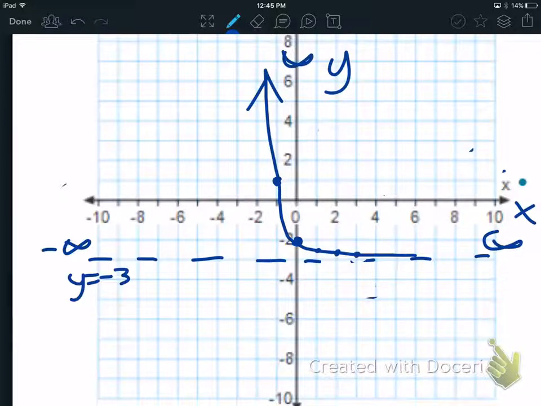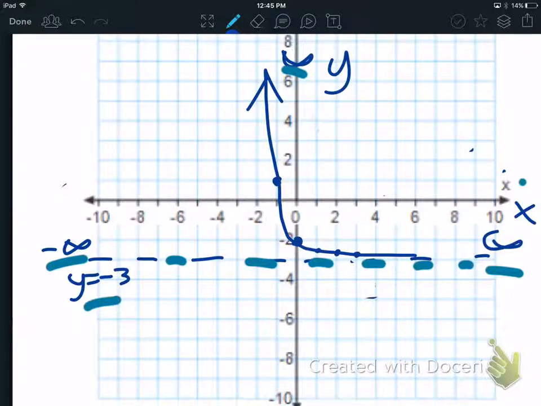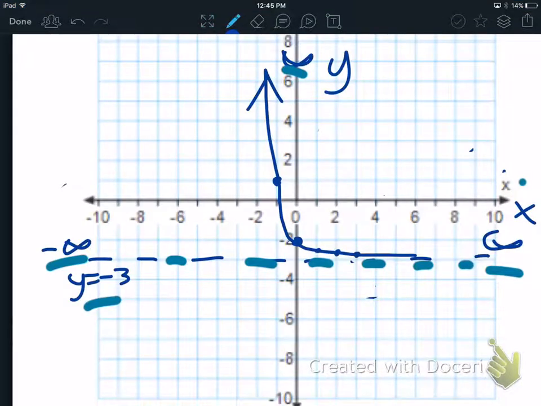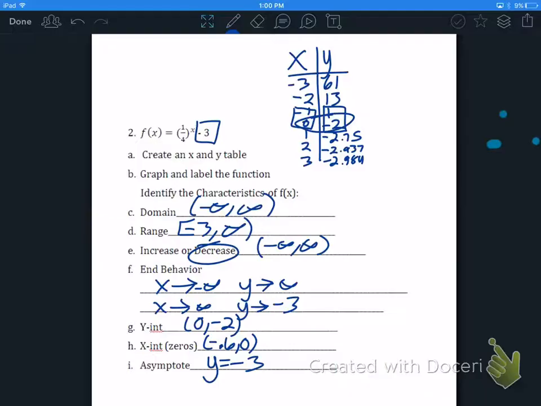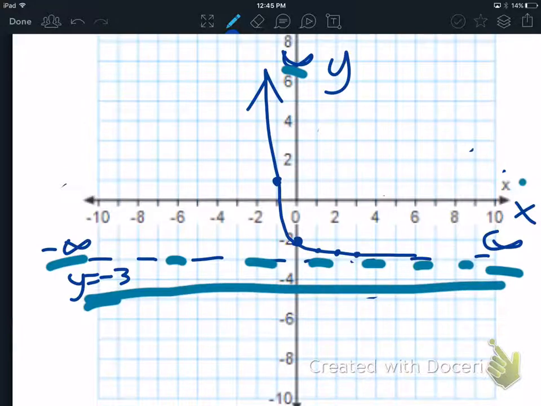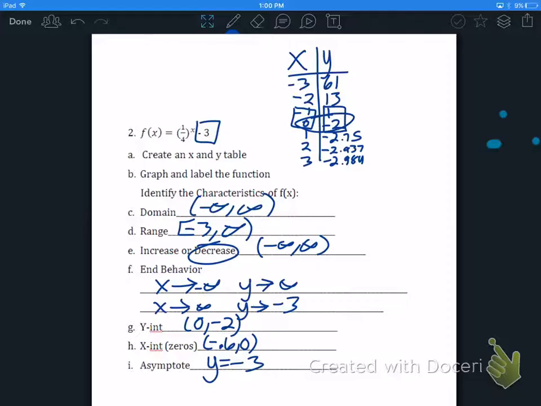My asymptote is -3. I plot my points. You can see my graph is going down. I label negative infinity and positive infinity, my x and y axis, my asymptote, and my positive infinity on my y axis. My domain is negative infinity to positive infinity because it's a curved line. It goes forever from left to right. My range starts at my asymptote of -3 and goes up forever. So it's -3 to positive infinity.